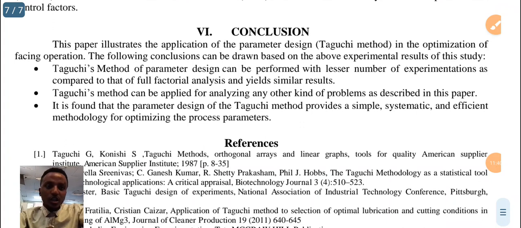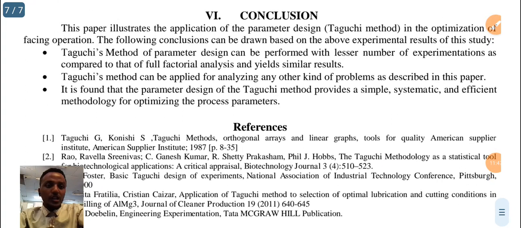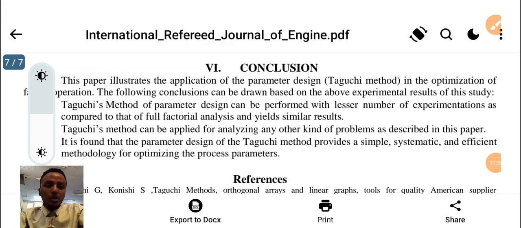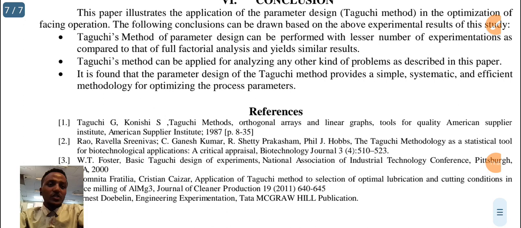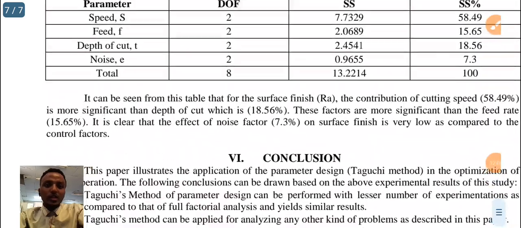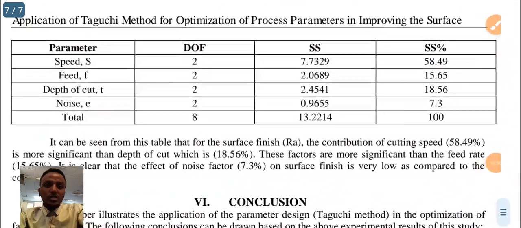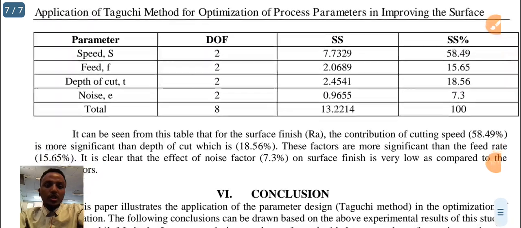But the thing is what they concluded here, because we now have to review our article. The Taguchi method can be applied for analyzing any other kind of problem. Okay, but it is found that the parameter design of the Taguchi method provides a simple, systematic, efficient methodology for optimizing the process parameters. Here it seems that they analyzed Taguchi method applications, and how effective it is.